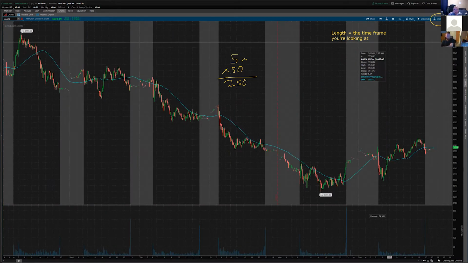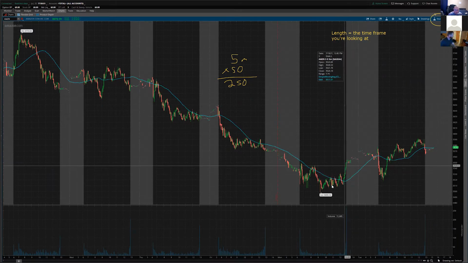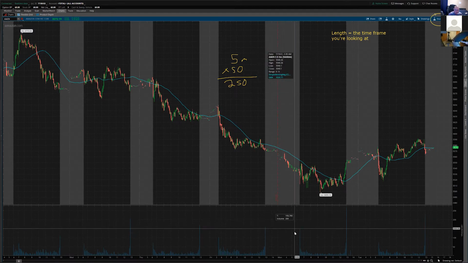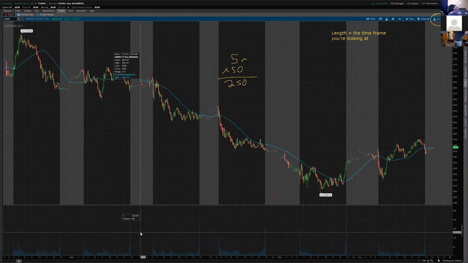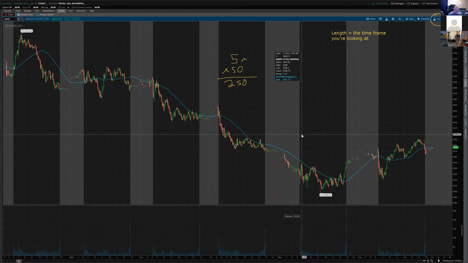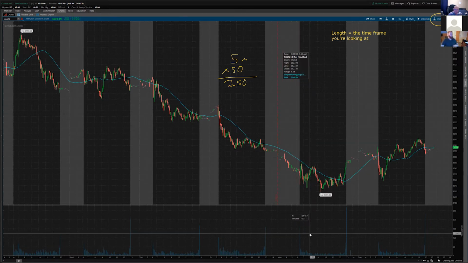There was a question: can we infer volumes from a candle? Regular candles, no, but Thinkorswim does show you the volume on the bottom part. I have mine set up in a certain way where it just shows the volume on the bottom.